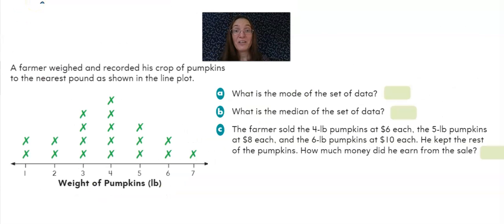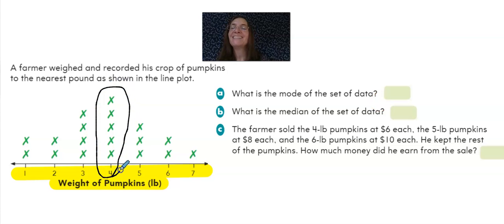Now let's practice using a line plot to find other data landmarks like median, mode, and range. A farmer weighed and recorded his crop of pumpkins to the nearest pound as shown in the line plot. So if we look at the title, we find that the weight of the pumpkins in pounds is what these numbers are showing us. Each X here then stands for 1 pumpkin. So what is the mode of this set of data? So the weight that was the most popular here definitely was 4. That's the weight of the pumpkins that showed up the most.